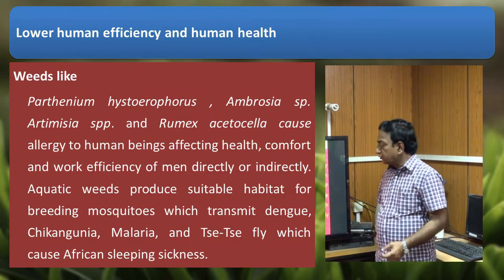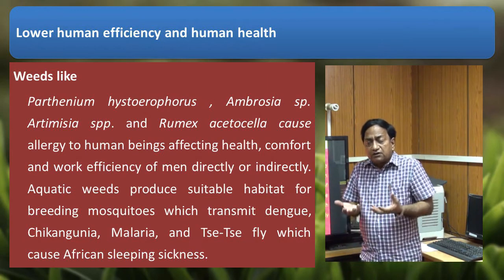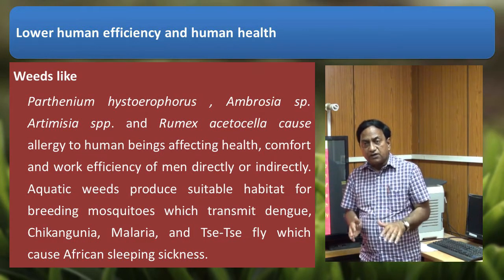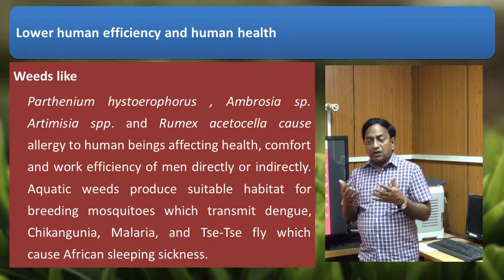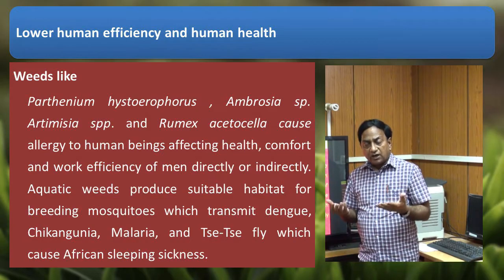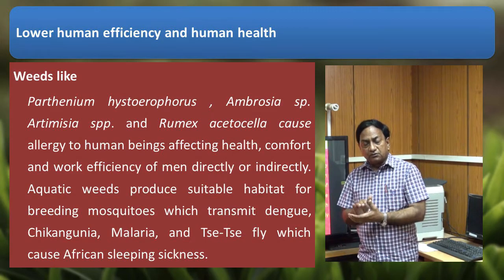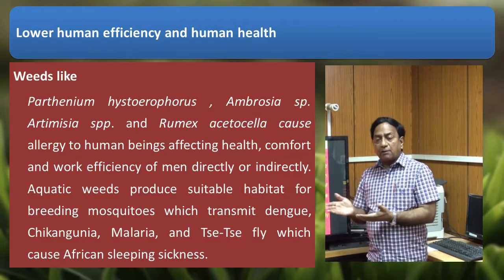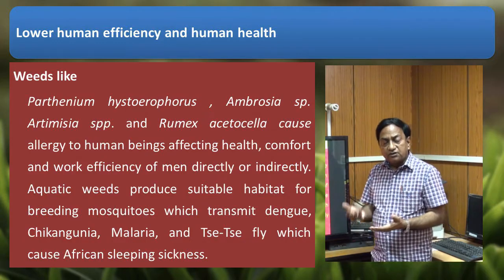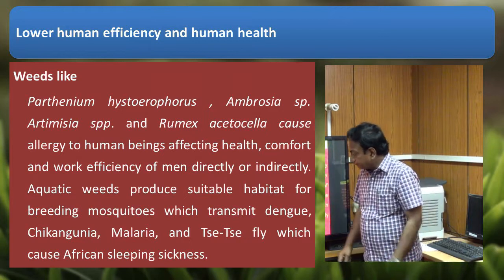Aquatic weeds produce suitable habitat for breeding mosquitoes. If you have a lake and it is fully infested with weeds, you have to make all arrangements to make it weed free. Otherwise, a lot of insects like mosquitoes will lay their eggs in that habitat, and it will ultimately cause diseases in humankind, for example dengue and malaria. So these types of diseases are caused by mosquitoes which lay eggs in ponded conditions.